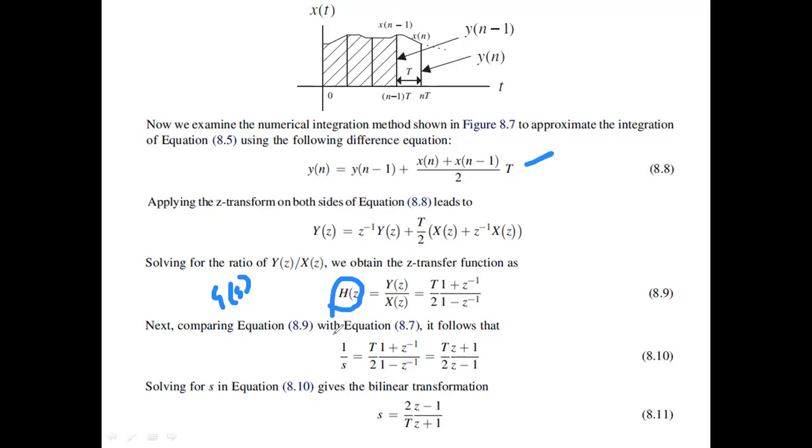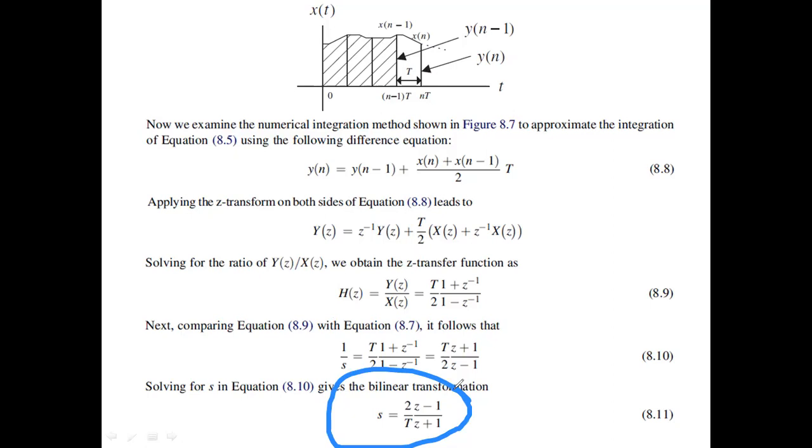So what was that thing earlier? 1 by s. Now let us equate that 1 by s to this particular thing, which is T divided by 2 into z plus 1 divided by z minus 1. So there we have it. The mapping from s to z is this. This is the simple derivation of the bilinear transformation: s equal to 2 by T into z minus 1 divided by z plus 1.